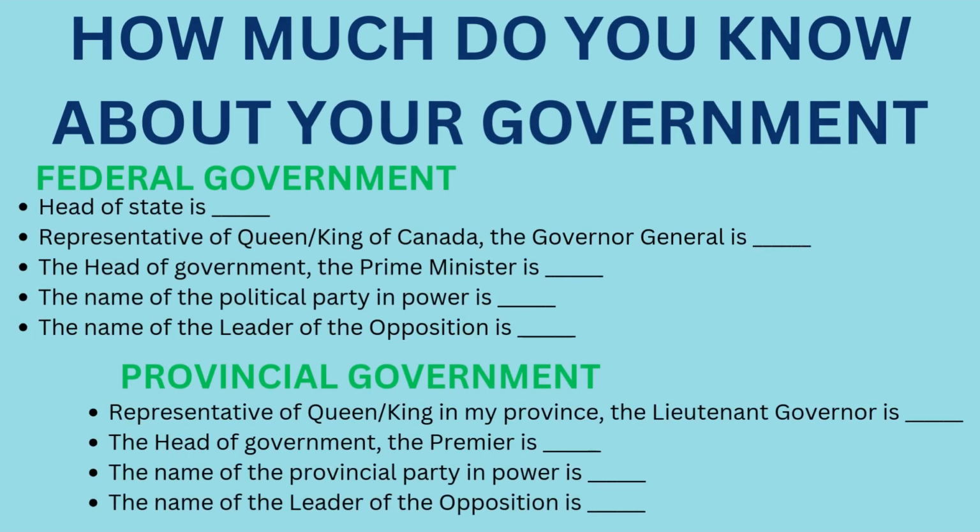Let us see how much you know about your government. Federal government. Our head of state is the representative of the Queen or King of Canada. The Governor-General. The head of government is the Prime Minister. The name of the political party in power is. The name of the leader of the opposition is. Provincial government. The representative of the Queen or King in my province is the Lieutenant Governor. The head of government is the Premier. The name of the provincial party in power is. The name of the leader of the opposition is.